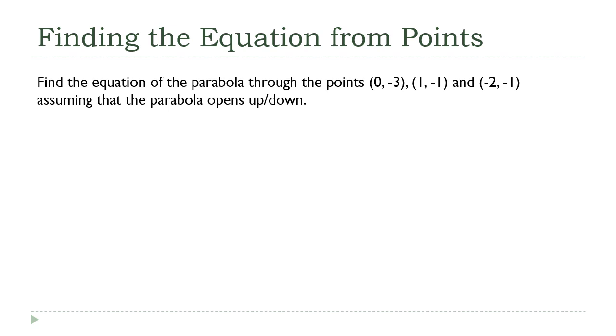So how about this situation here? I want to find the equation of the parabola through the points (0, -3), (1, -1), (-2, -1), and I'm going to assume that the parabola opens up and down. Remember, for an up-down opening parabola, our equation looks like (x - h)² = ±4a(y - k), depending on the direction. Well, we could work with that equation, right? It'd be a little messy, but we can get away with it.